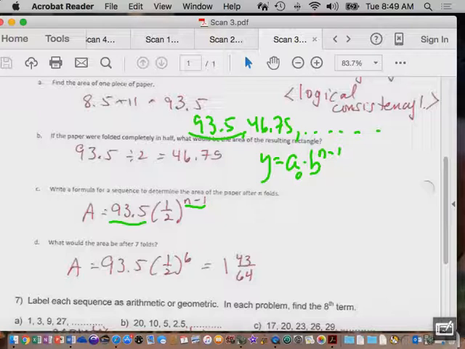And as far as part D goes, it's 1 and 43/64. There's a decimal equivalent to that. Usually they would ask you to round it to a particular place and you would have it, okay? Any questions? All right.